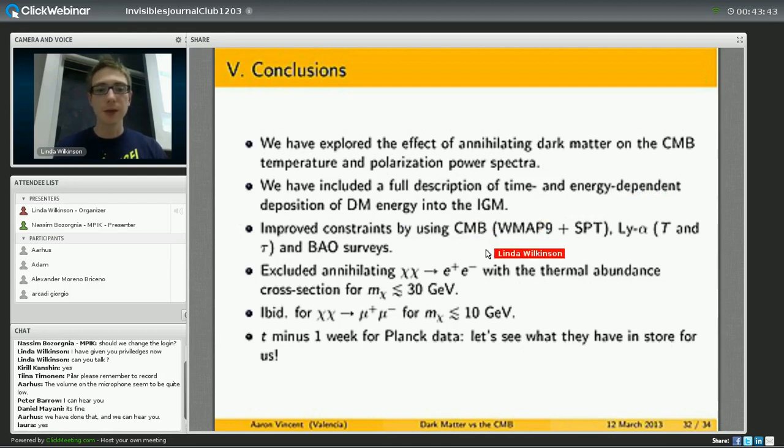So we've improved constraints, as I've just said, and we've shown that for the thermal abundance cross-section and the dark matter to electron-positron annihilation, you need a mass that's greater than 30 GeV, and for mu plus, mu minus, this is about 10 GeV. And finally, as many of you know, I'm sure, we have 1 week to go until the Planck data is released. So we're looking forward to see what they have in store for us. So thank you.